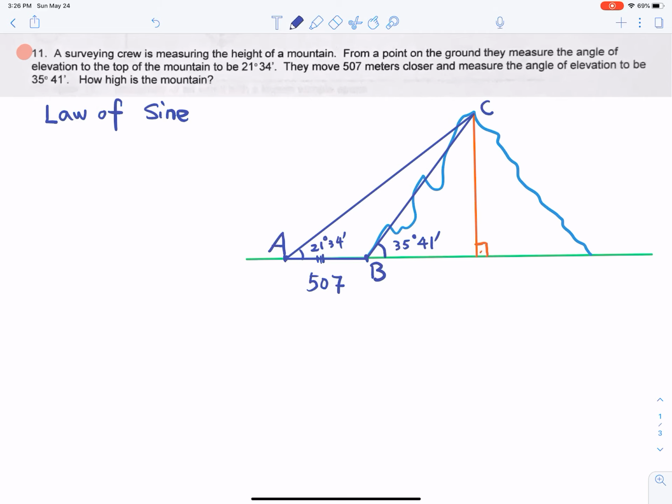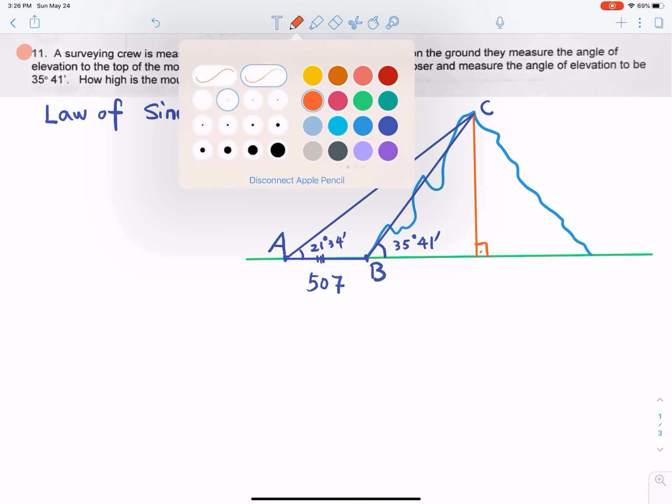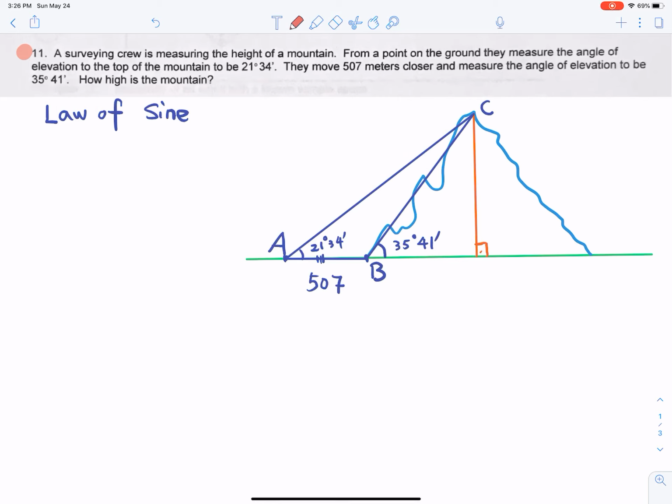You may say, oh Haiying, you must be sleeping, you must be in your dream. Where do you know this angle? I know it. If I know this angle, 35 degrees, I can know this angle, and I can know this angle. These are all known. So let's first figure out which line we want to know. We want to know this height.